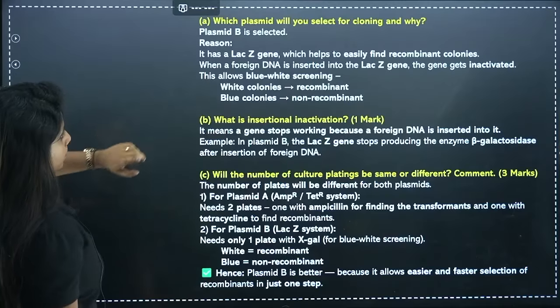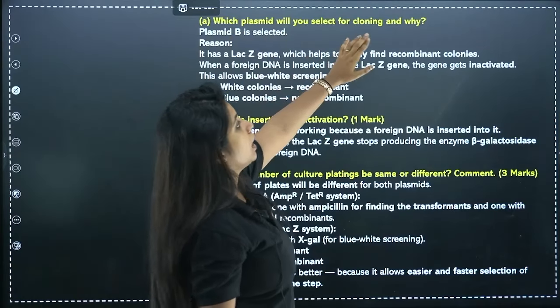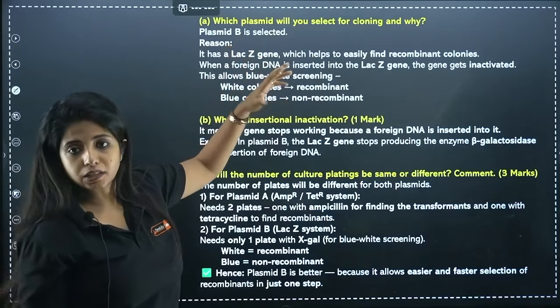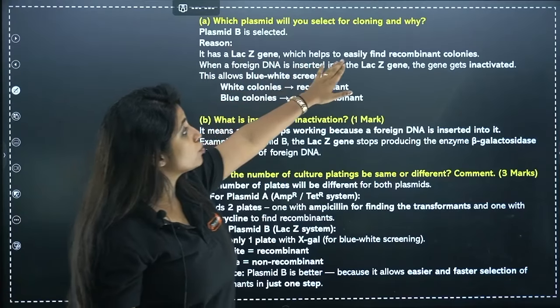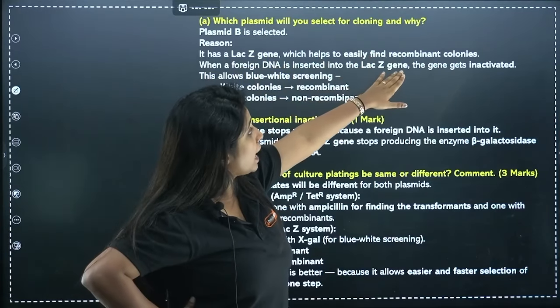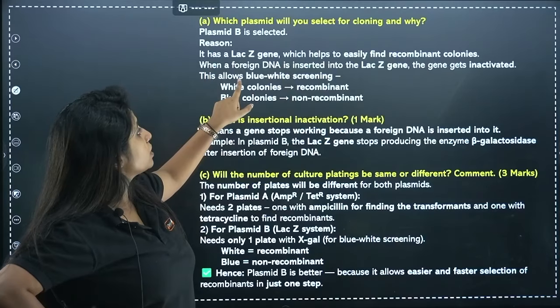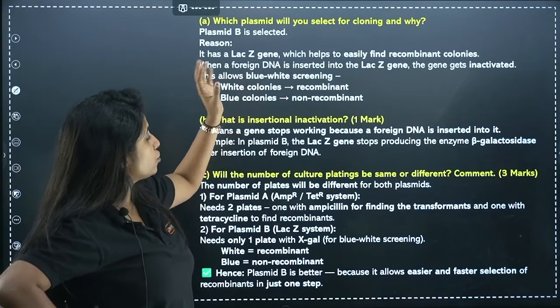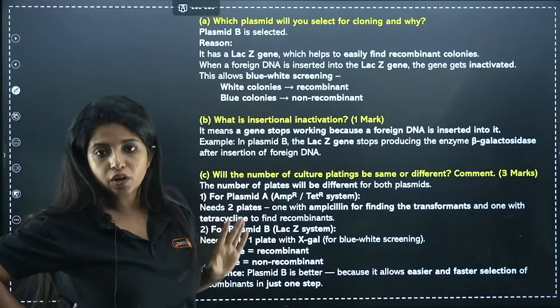Okay, so which plasmid will you select for cloning and why? Plasmid B is selected. Why? Because it has the lacZ gene, which helps to easily find the recombinant colonies. When a foreign DNA is inserted into the lacZ gene, the gene gets inactivated. This allows blue-white screening. White colonies are recombinant, blue colonies are non-recombinant.